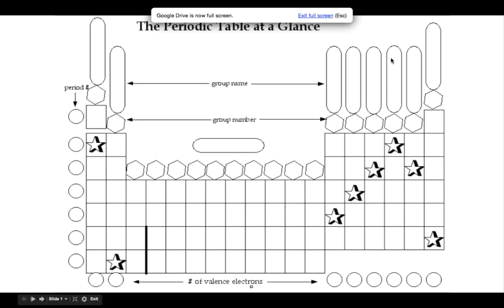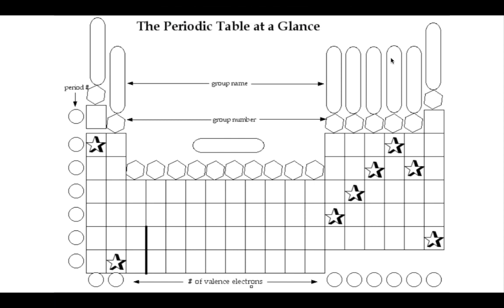So we're going to talk about the periodic table, and based on the title, you can see that it's sort of a periodic table at a glance. You're not looking to investigate each individual square and every element. We're just going to look at the whole thing overall first.